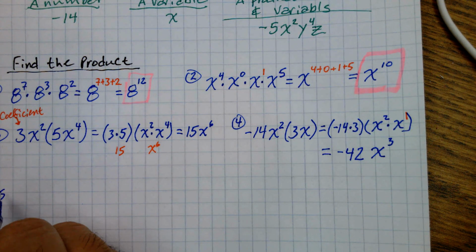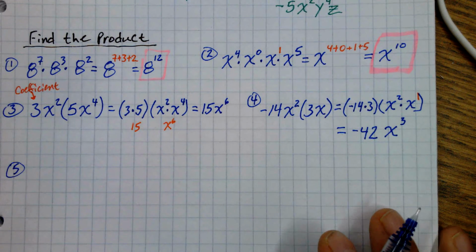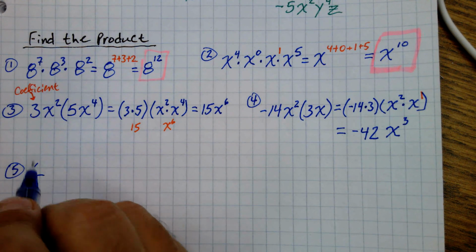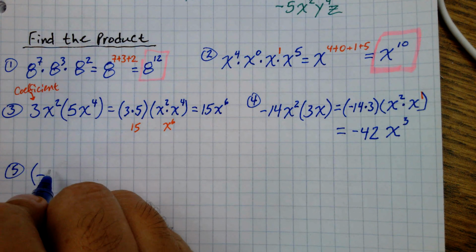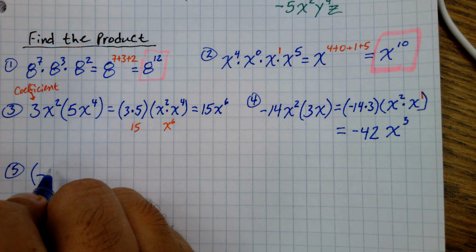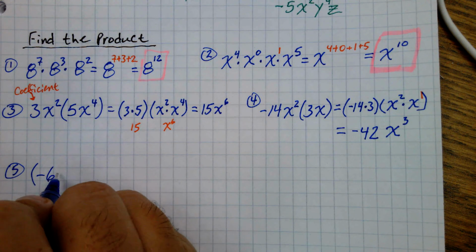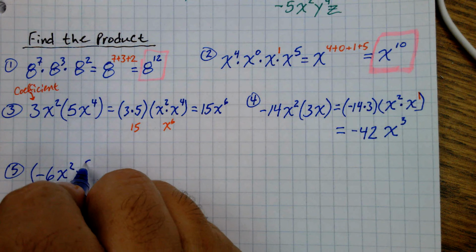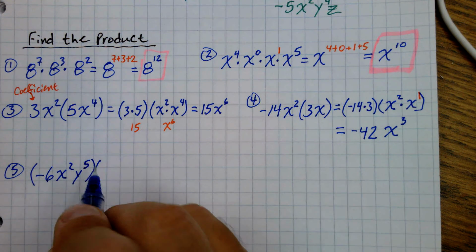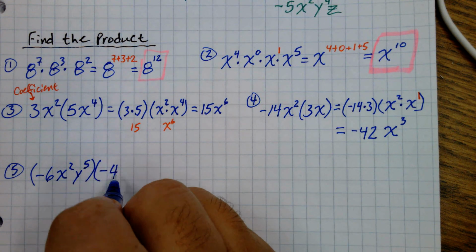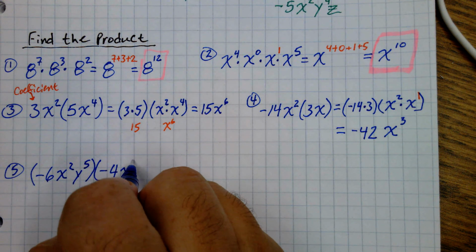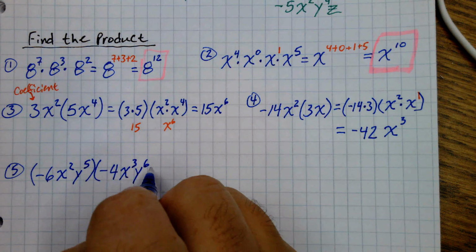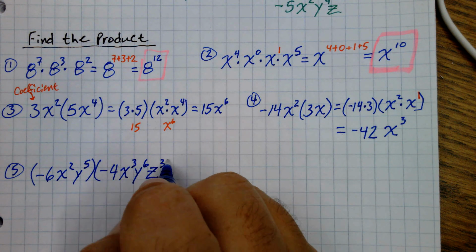Number 5. So let's do negative... I would do x's and y's. I'll stick with those. Negative 6x squared y to the 5th times negative 4x to the 3rd y to the 6th z cubed.